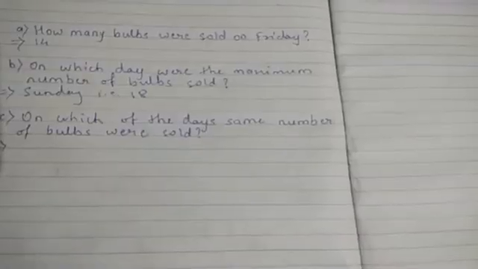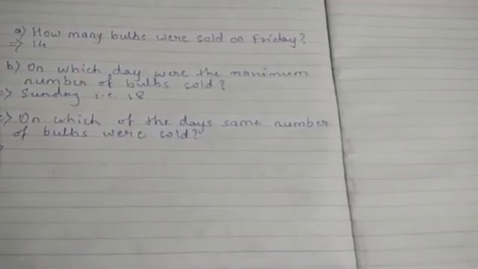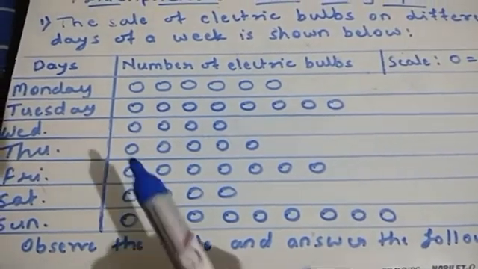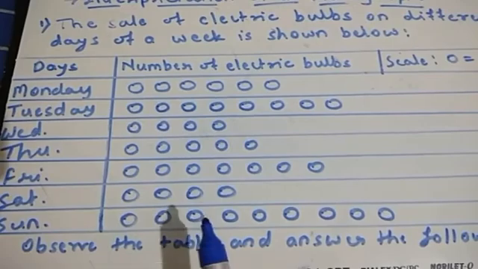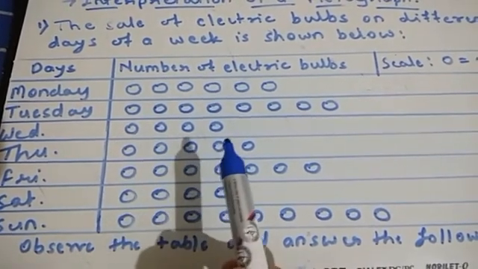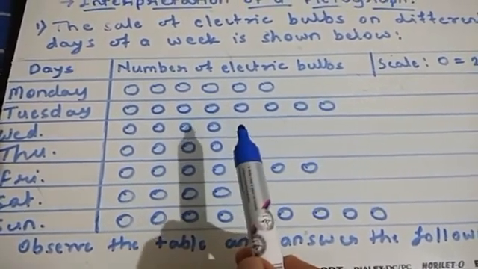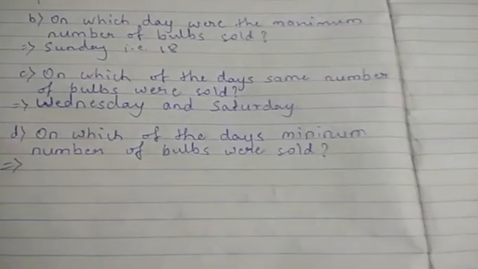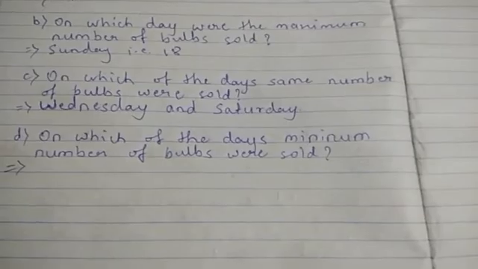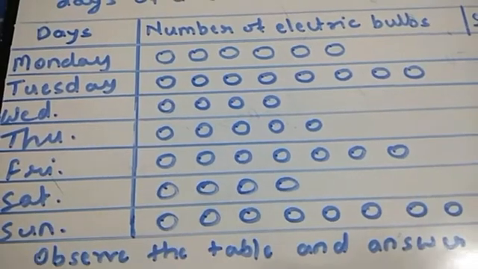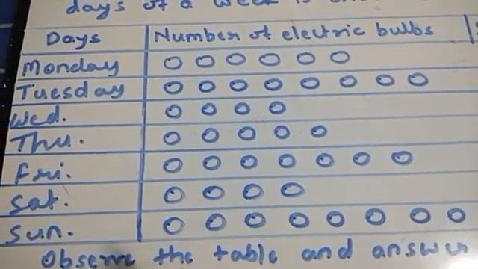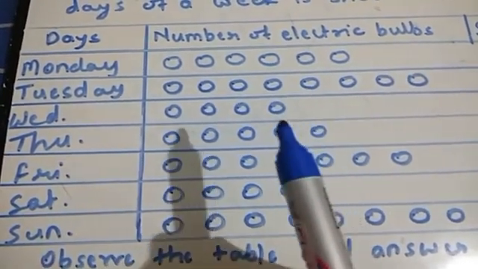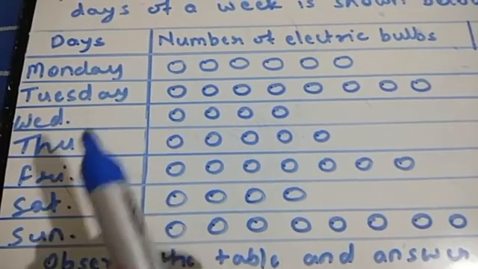The next question is on which of the days the same number of bulbs were sold? Here we can see on Wednesday and on Saturday. 4 circles means a total of 8 bulbs were sold, and an equal number of bulbs were sold on Wednesday and Saturday. Next question is on which of the days the minimum number of bulbs were sold? Here we get the same answer again, that is Wednesday and Saturday. Minimum number of bulbs were sold on Wednesday and Saturday.